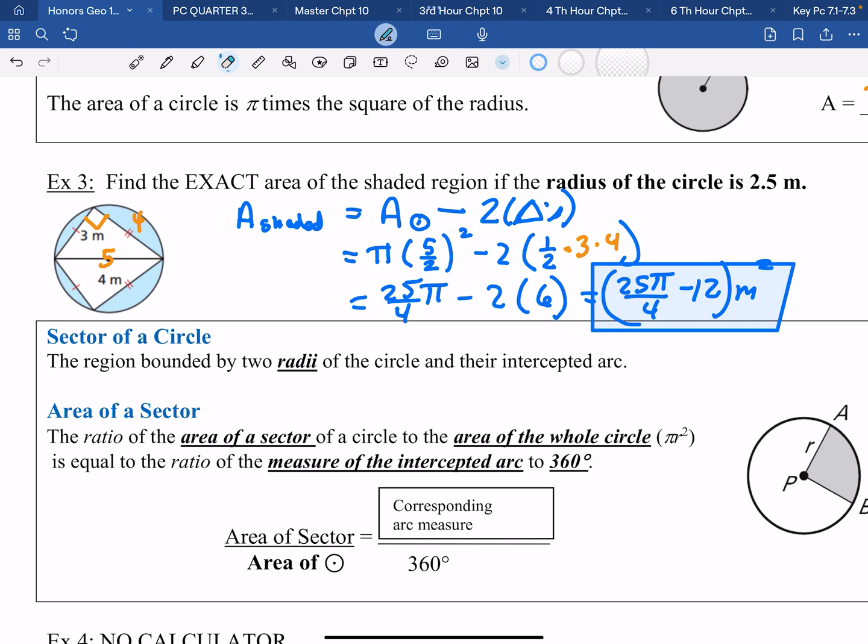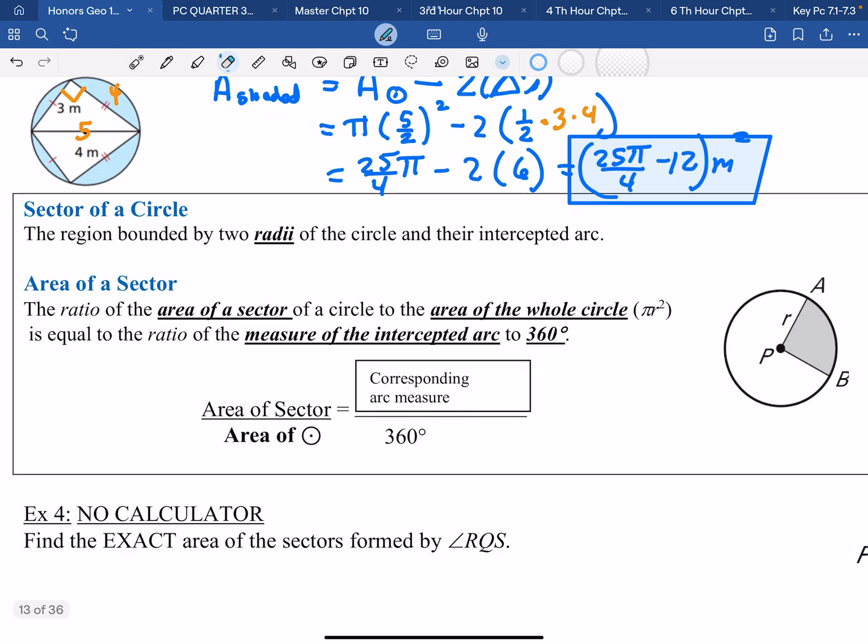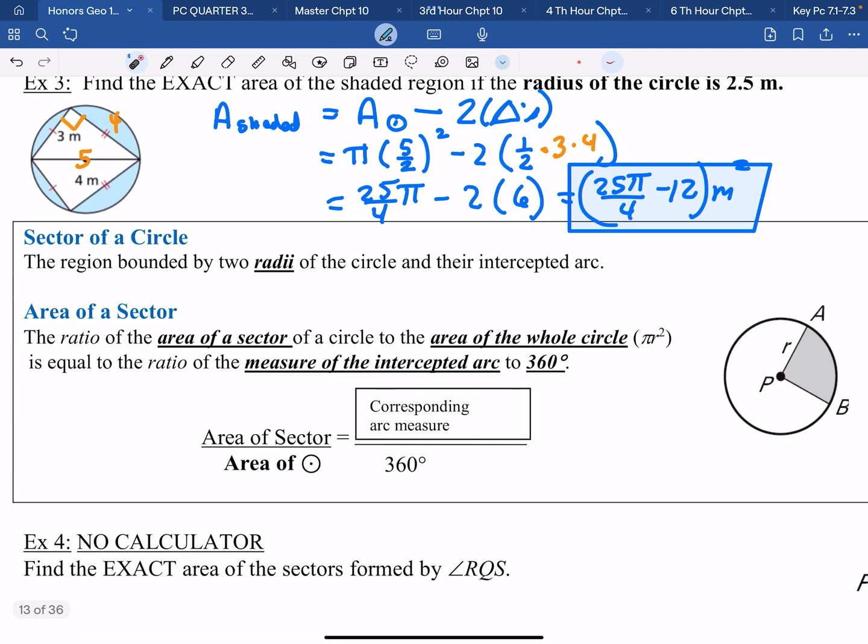So now we're going to move on to what does it mean to be the sector of a circle. So the sector of a circle, you want to think about a pizza. Okay, so a sector is like a piece of pizza.